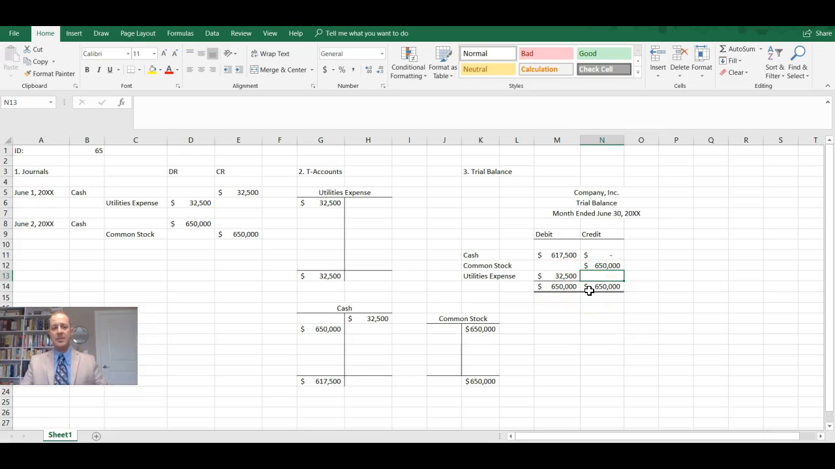So if we don't skip any steps with the journal entries, posted to the T accounts, making sure we enter the previous balance first, and then those current balances reflected into the trial balance, the trial balance will be accurate and it will balance out. So hopefully that was helpful.